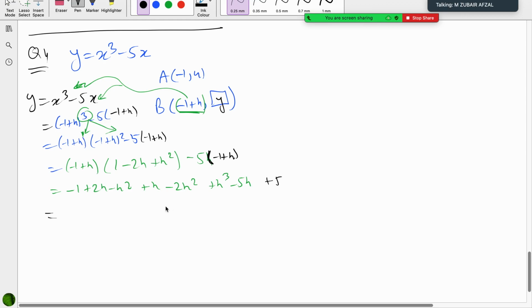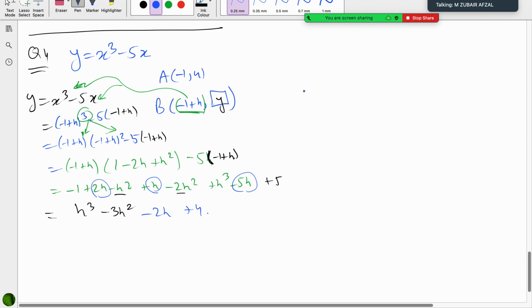Okay, now rearranging, x cube first. And we have x squares. How many x squares do we have? 2x square and x square, so this is -3x square. And simple h, 2h, 3h minus 5. 3 minus 5 is minus 2h. So we're done with x squares, we're done with simple h, we're done with cube, and 5 minus 1 is 4. So this is the y coordinate.